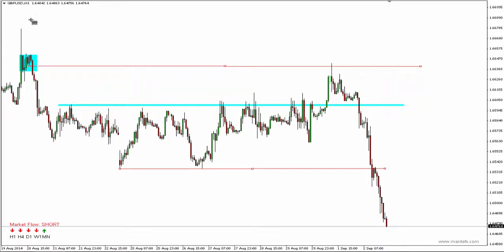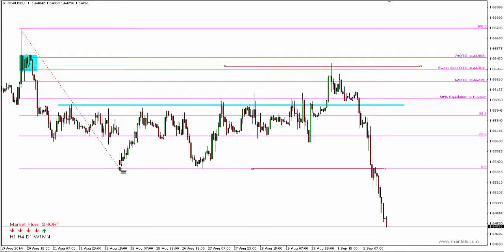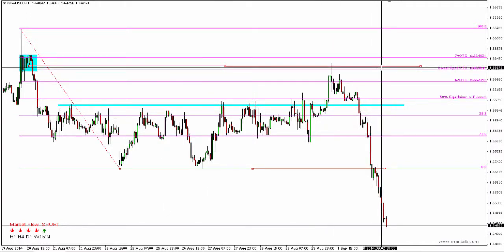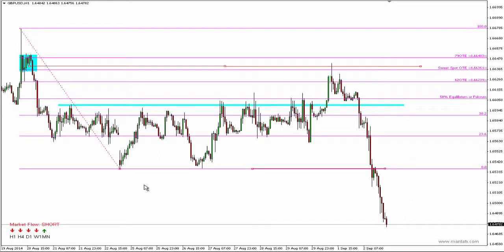I'm gonna also pull the fib in order for you guys to see that it went straight into the sweet spot. Very nice trade. We're talking about somewhat maybe 42, 43 pips if you want to place your stops above the high, for some at least 170 pips.